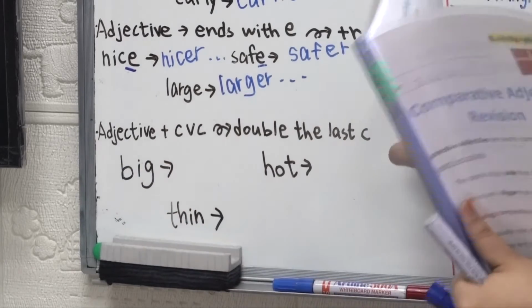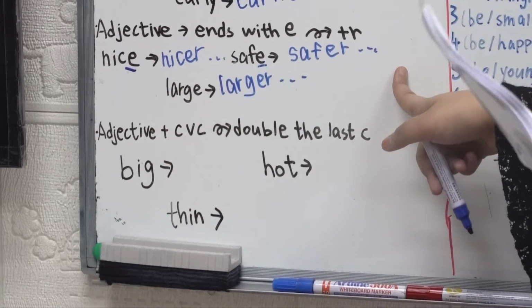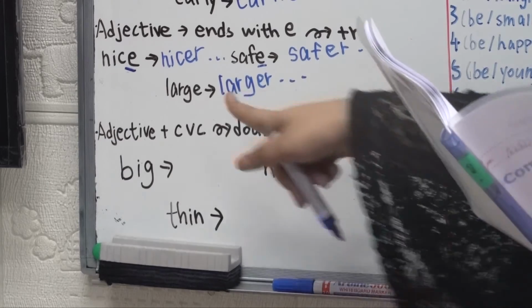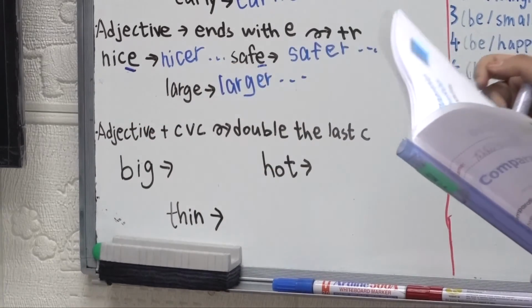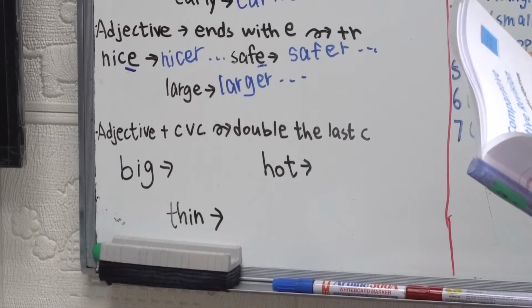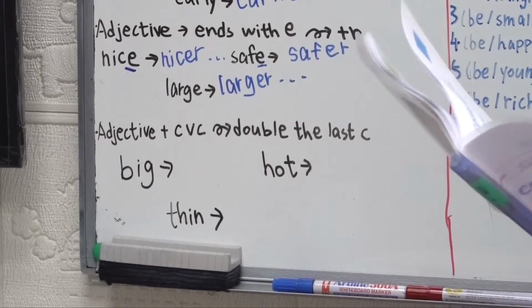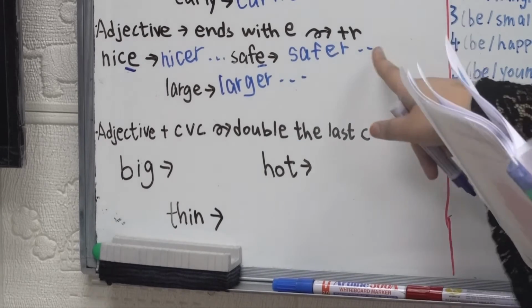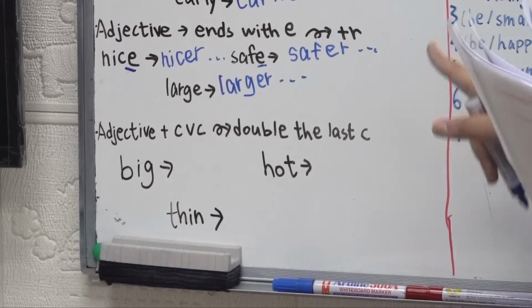Oh, have I given you the example here? So the example of nice is: the beach is nicer than that park. Safe: airplanes are safer than cars. So these are the examples according to your book.